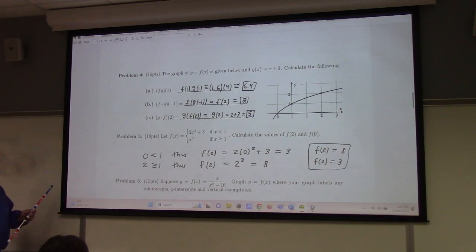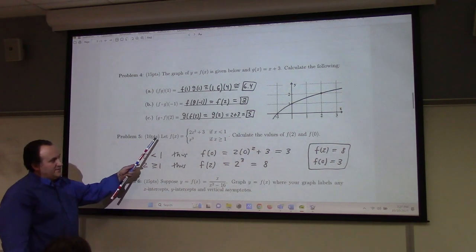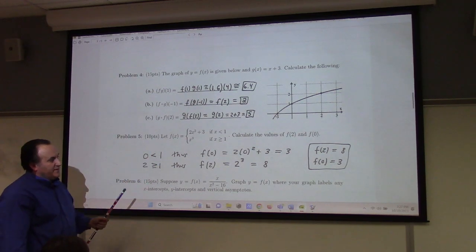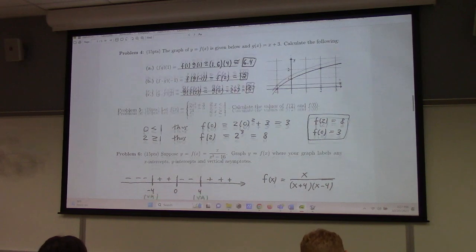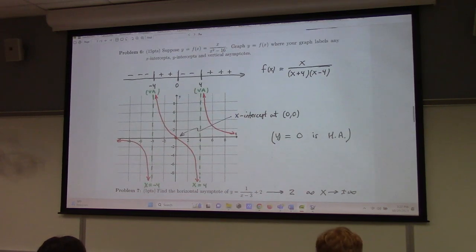There's also, as you can see, a case-wise defined function. Find f of 2, find f of 0. These are not hard. You just need to make sure you're following the instructions, right? There are 2 cases. Figure out which case you're in. Use the formula for the case. Now, I usually do at least ask one graph on the test. One graph to do as carefully as you can.